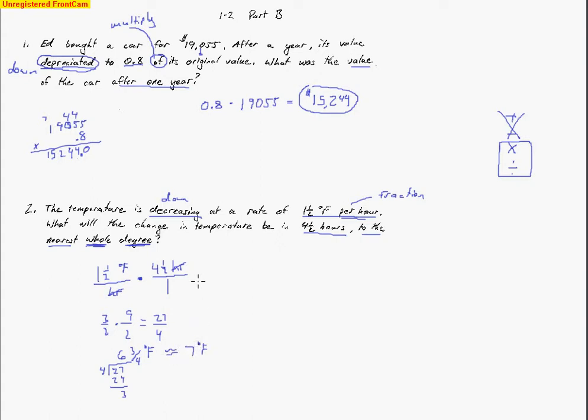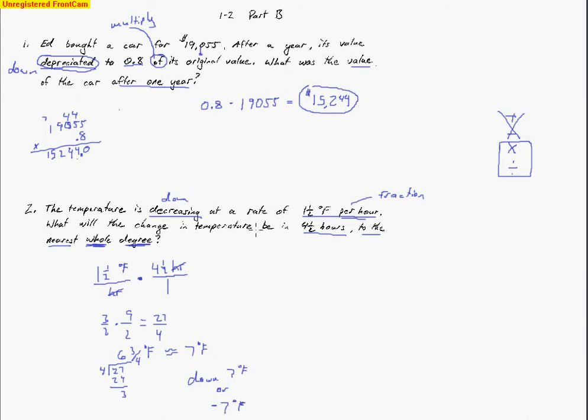Now, since it went down, we should rewrite this instead of just 7 degrees Fahrenheit, because that doesn't tell us whether it went up or down. We should either say down 7 degrees Fahrenheit, or we could say minus 7 degrees Fahrenheit, because this tells us it went down 7 degrees Fahrenheit. It doesn't mean it's negative 7 degrees Fahrenheit, it just means it went down 7 degrees Fahrenheit. The temperature is decreasing at that rate.